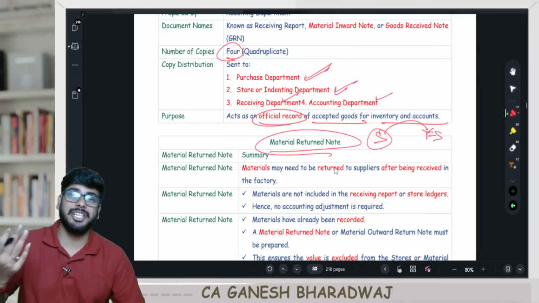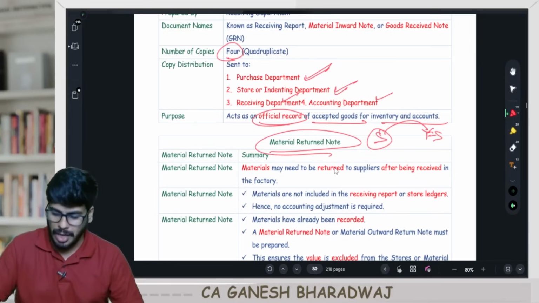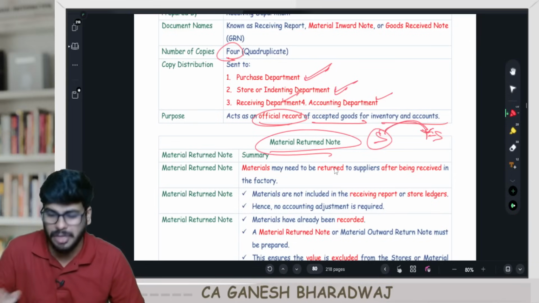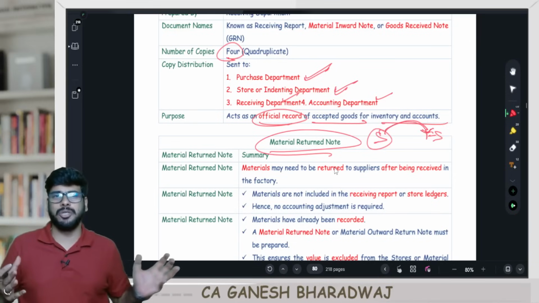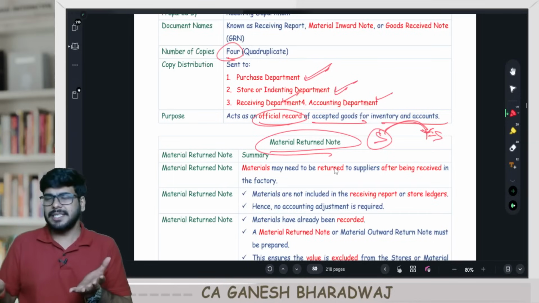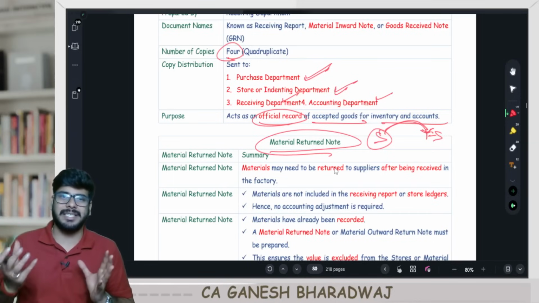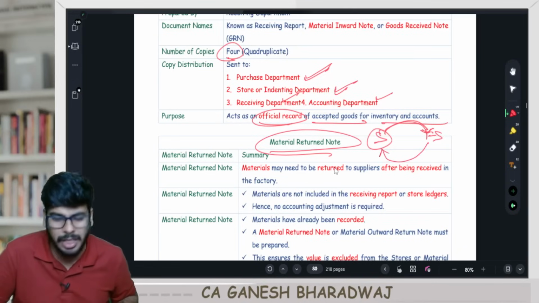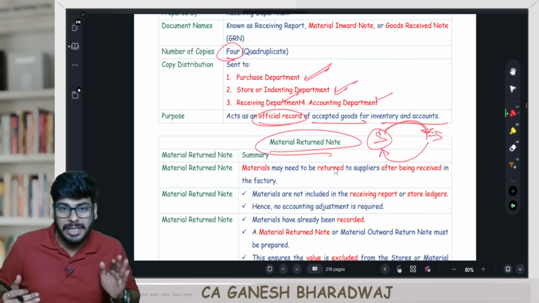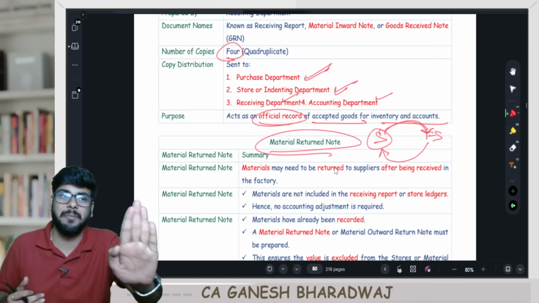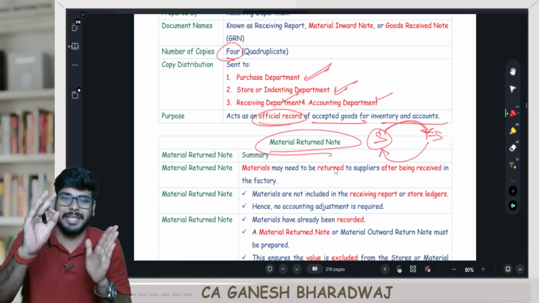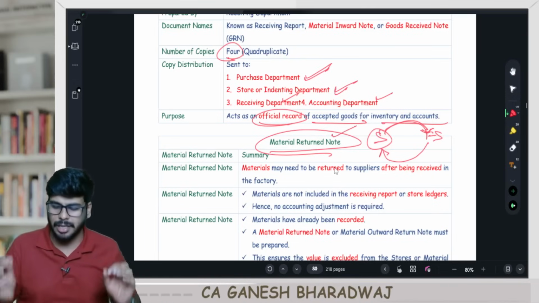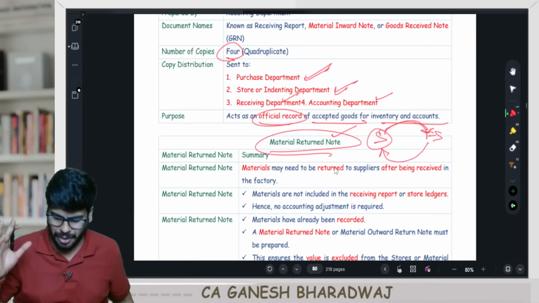The factory manager issues a material requisition note under which the goods will move from stores to the factory shop. Suppose he has completed the job, he still finds that some extra kgs, some excess stock is remaining with him. This factory shop needs to return it back to the stores, right? Now, this excess stock will be returned using a document called the material returned note. That's about it, guys. Are you clear with this, right?